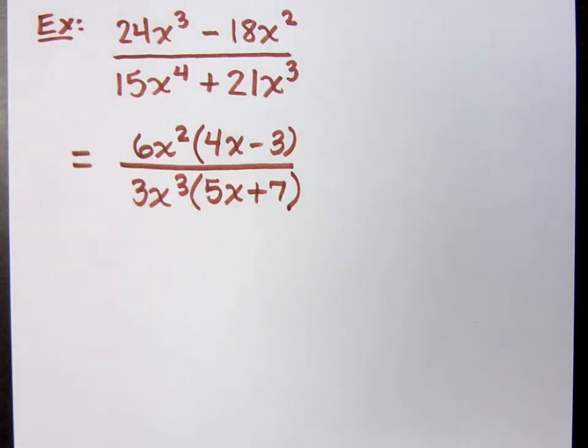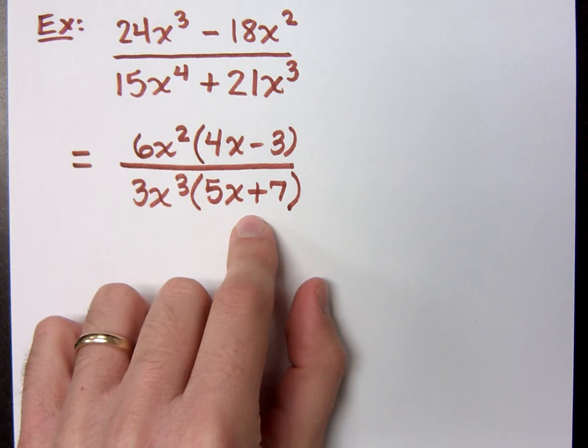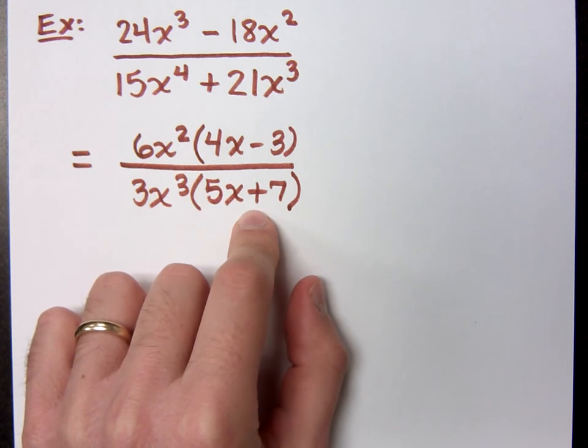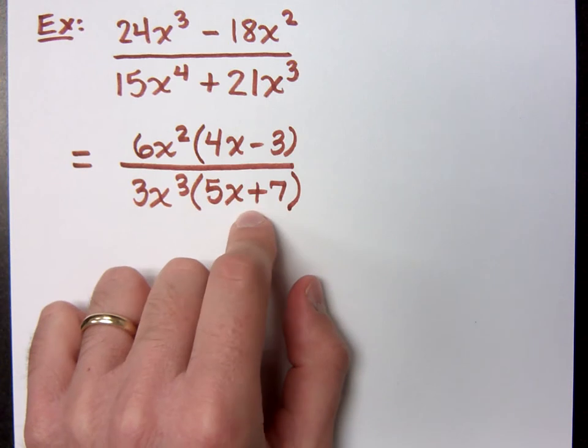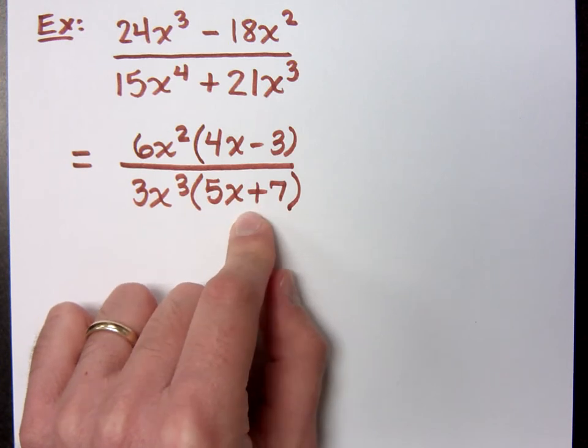Now, I'm going to rewrite this to help you guys out here in just a second. But if you look at this, 4x minus 3 and 5x plus 7, is there anything else I can do with that? No. These guys aren't common, so they don't cancel, like I had in the last problem.